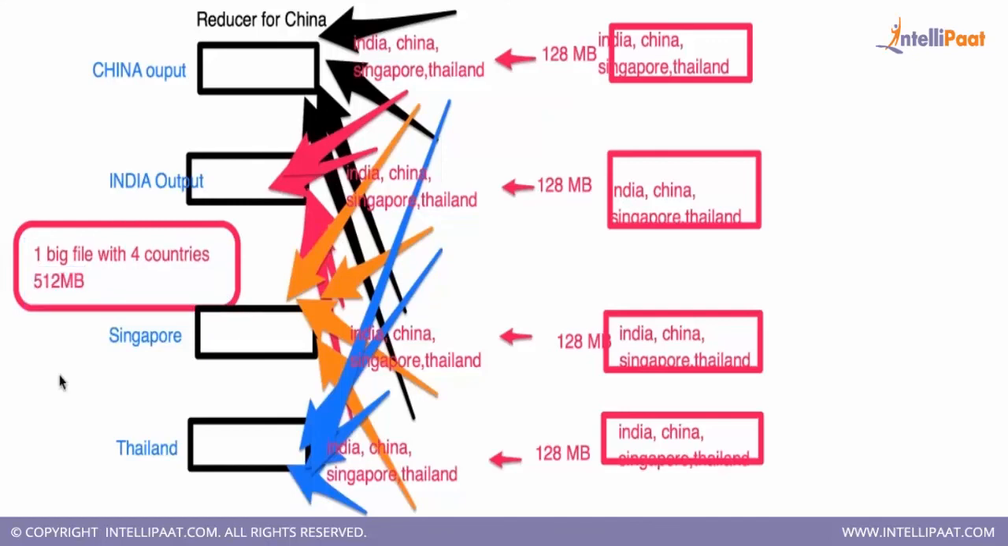So if I have 1 TB, the number of mappers would be 1 TB divided by 128 MB. Absolutely. Exactly. Now you have it.